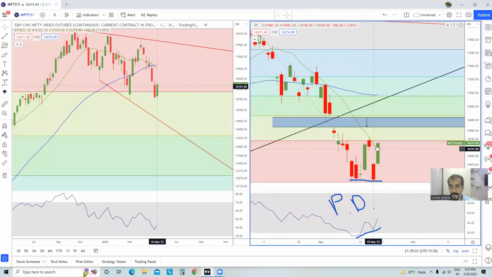So generally the bounce backs which appear after such candle patterns are very, very shrewd, and they are very, very fast. In fact, super fast. So you have to be careful about that.